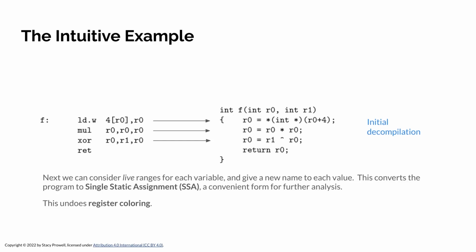Now, we can consider live ranges for each variable and give a new name to each one, because we want to convert the program to something called static single assignment, or single static assignment. There's no uniform agreement on the order, I don't think, and that's a convenient form for further analysis.